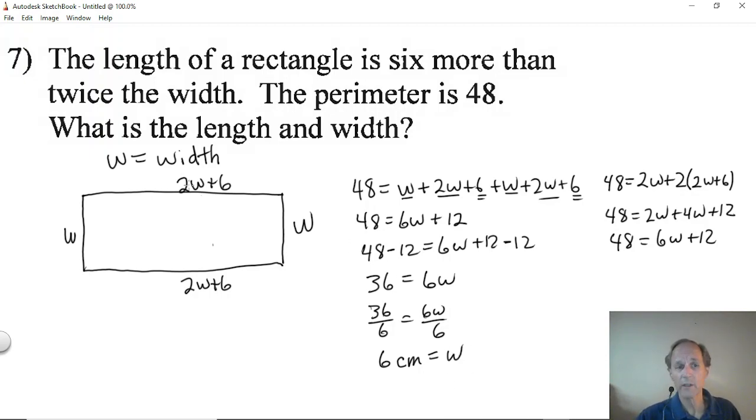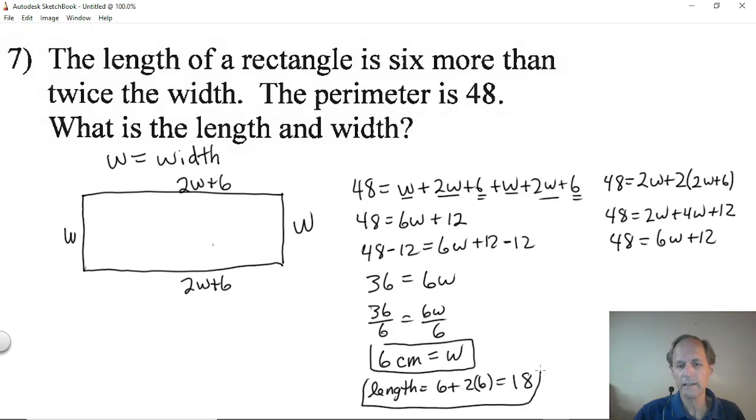So it wants the length and the width though. So now we have to find length, but the length is 6 more than twice the width. So let's see what that is. Length equals 6 more than twice the width. Okay, so that's 6 plus 2 times the width, which is 6, and that's 18. Okay, so we got the width is 6 centimeters, the length is 18 centimeters.